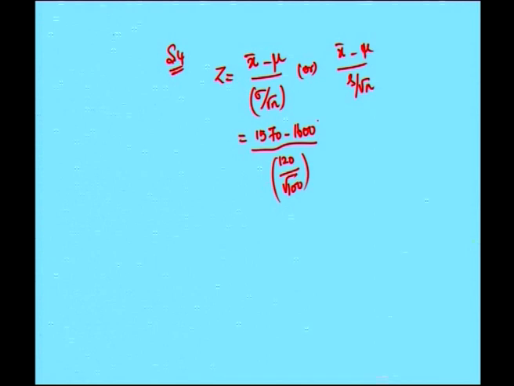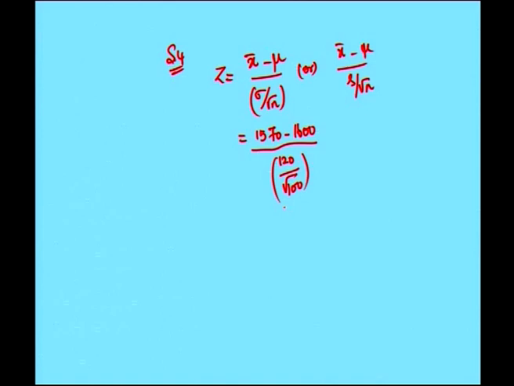This root 100 can be written in the numerator also, but it is purposely written in the denominator so that, as already discussed in the sampling distribution session, all the denominators of the statistical formula represent the standard error, right. Therefore, it is written separately as divided by root n. While calculating you can take it to the numerator.